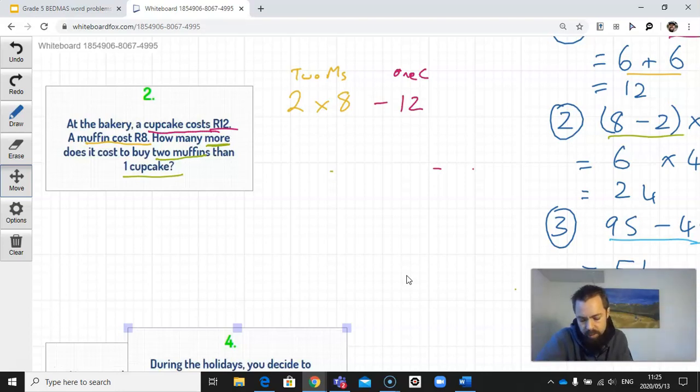We're asking how much more does it cost? So we're actually finding out the difference. If we take away the 12 from what this is, then we'll get how much more it is. So let's put our equals in. Again, like I did in the previous one, I would like to work out the cost of the muffins first, so I'm going to put brackets around it, although it doesn't make a difference in this case.